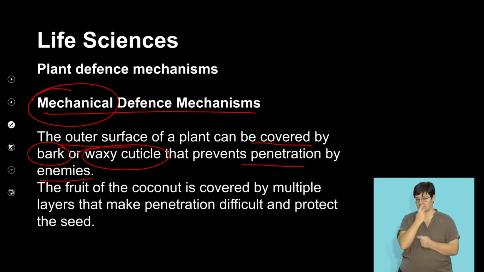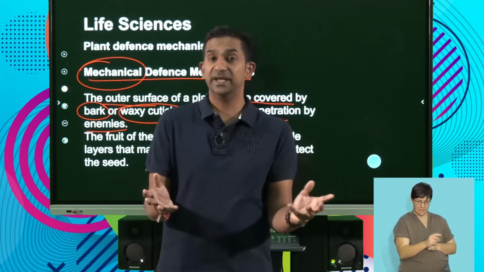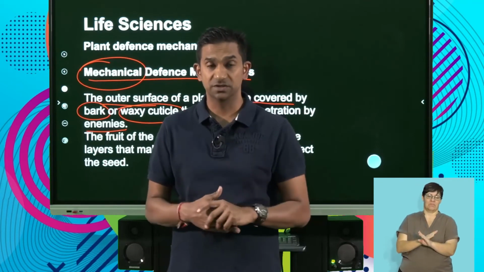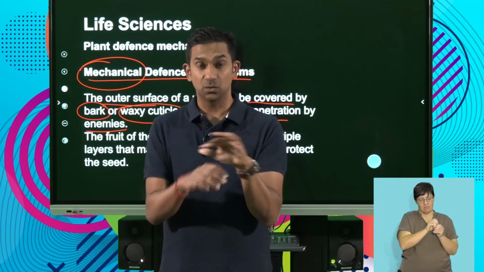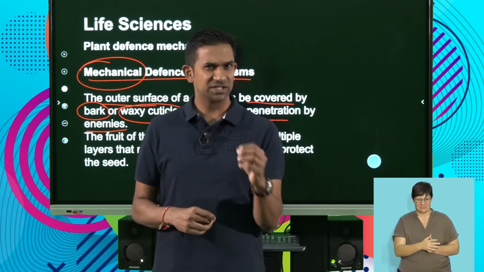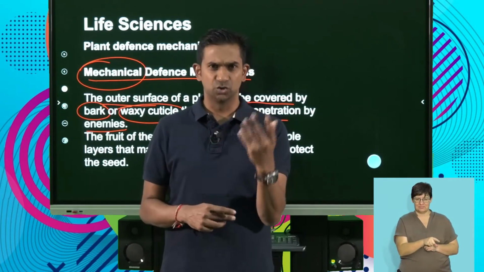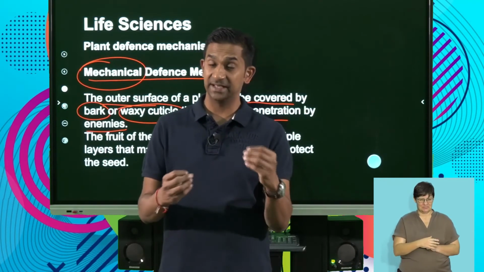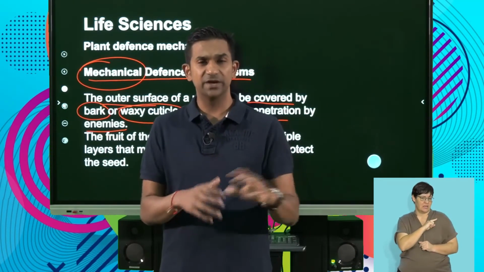Now we often see that plants are covered with a thick waxy cuticle. That's also a mechanism to prevent the loss of water. But in addition to that, the wax on these makes them unpalatable. So herbivores that chew on these often don't enjoy the taste of the waxy cuticle, and hence they obviously stay away from these plants.